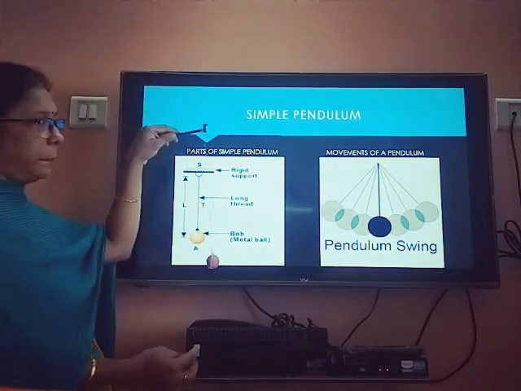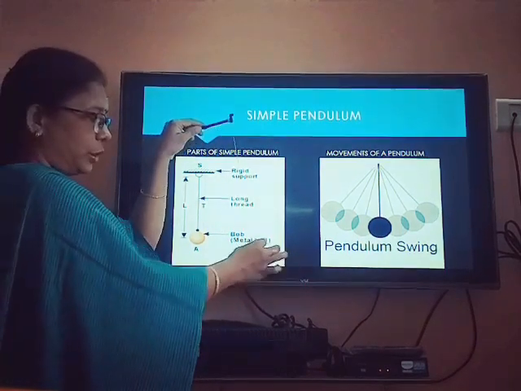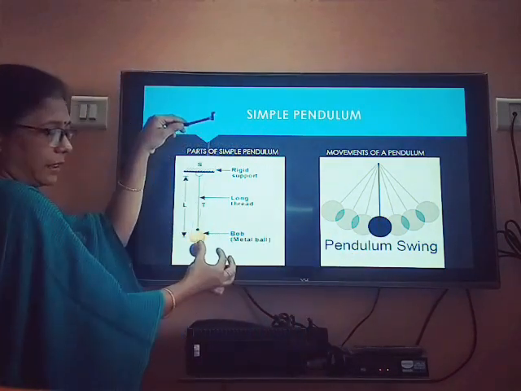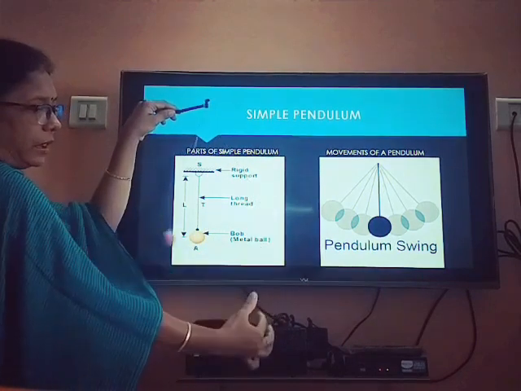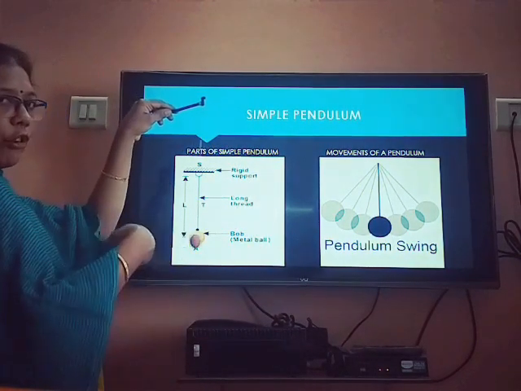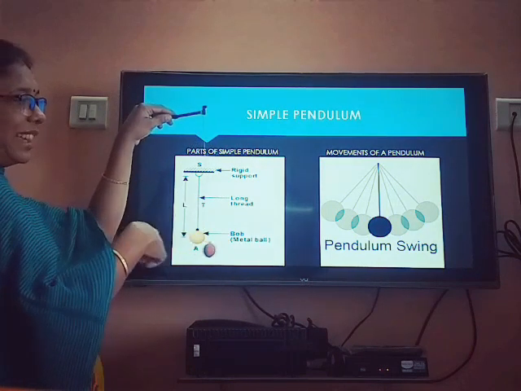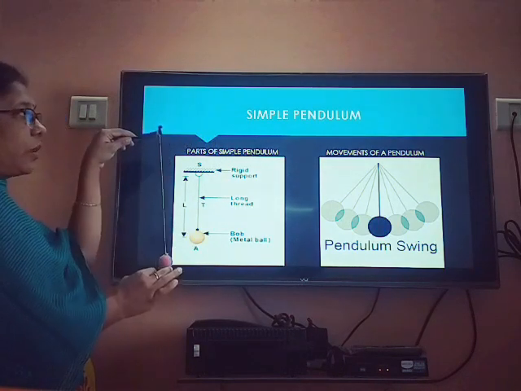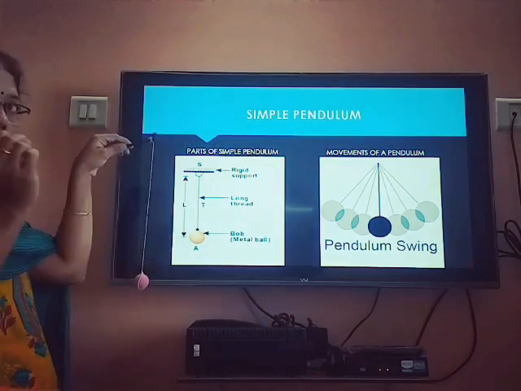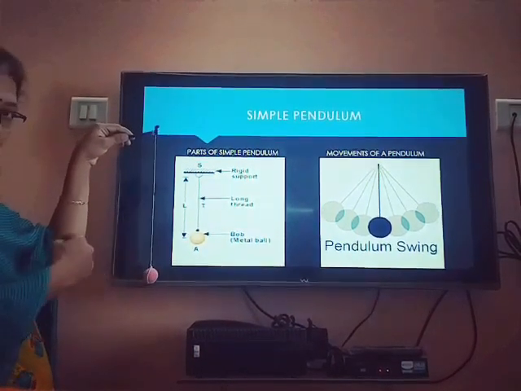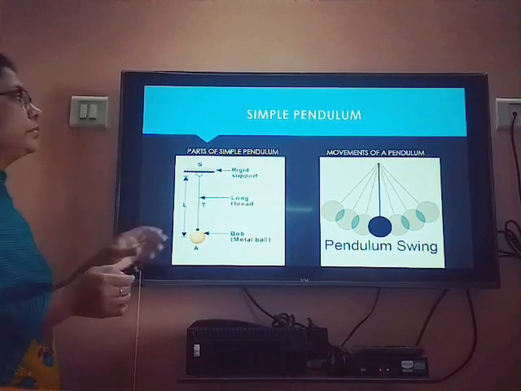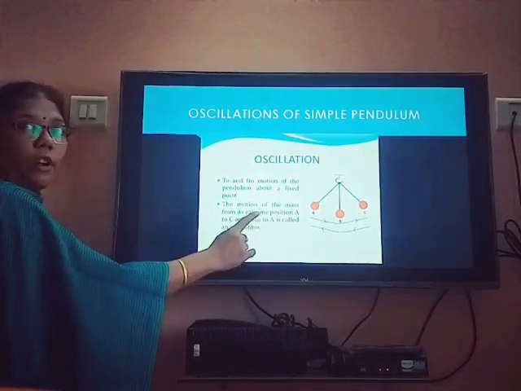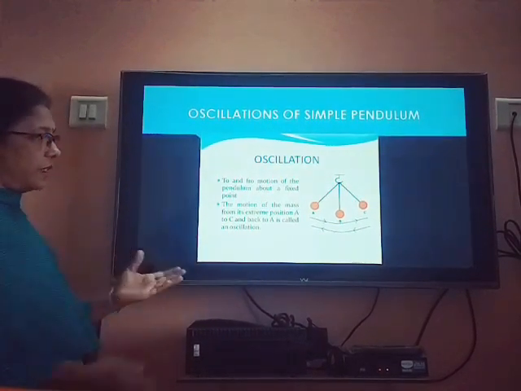So what is the movement of the pendulum? It shows a to and fro movement. Here the pendulum is at rest. I take it to one position and leave it. It swings, showing a to and fro movement. The same movement is repeated again and again. This whole structure is called a pendulum. And the motion that it shows, the to and fro movement, is called an oscillation.